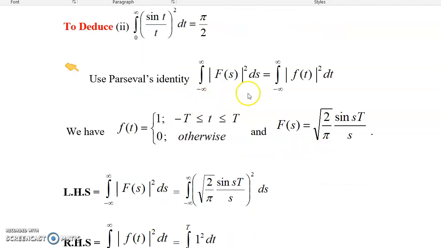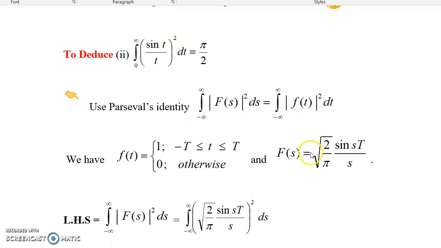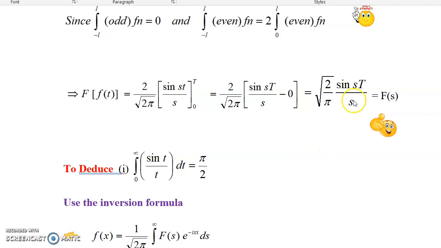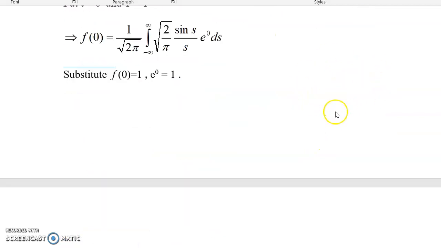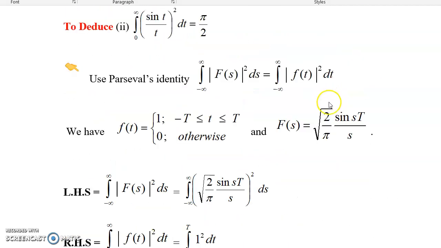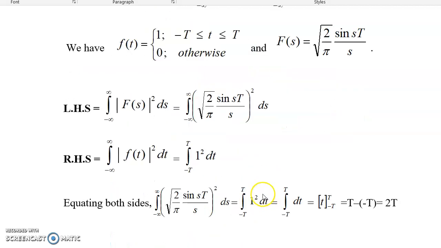Now before going to Parseval's identity, let us write what is the small f of t and what is capital F of s. So small f of t is the given function which is 1 from minus T to T, and capital F of s is the Fourier transform answer. So from here you take and write the answer here, capital F of s. Just substitute both sides. So what is the left hand side? Capital F of s, modulus square. But here, since the function is a real function, there is no complex term here. It is just mere squaring. So square of capital F of s into ds.